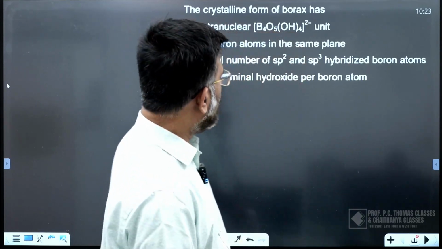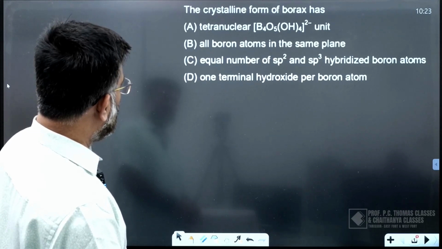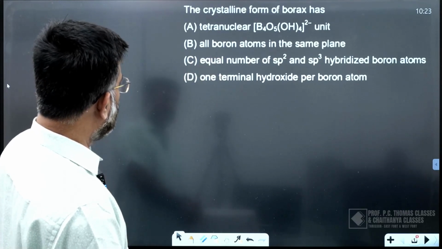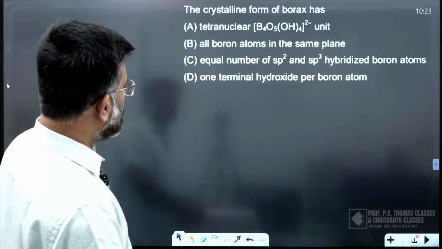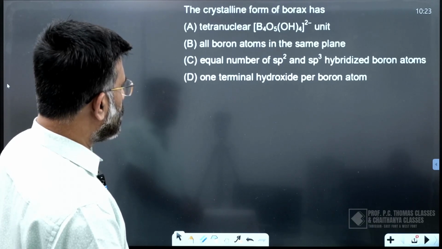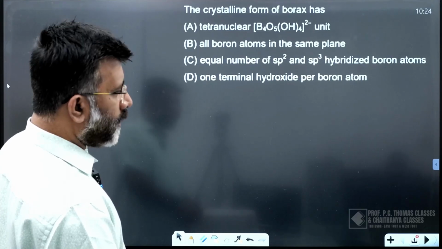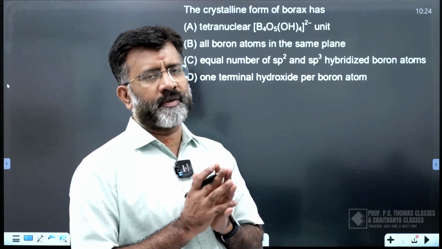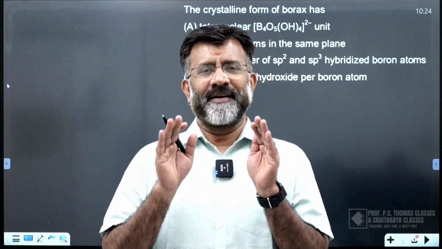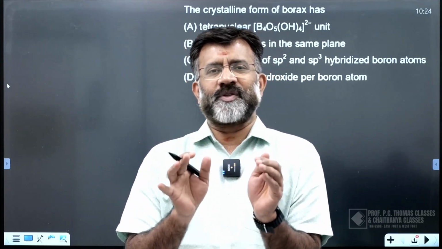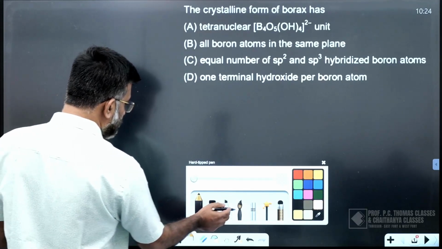Okay, the crystalline form of borax has four options given: tetranuclear unit, all boron atoms in same plane, equal number of sp2 and sp3 hybridized boron atoms, one terminal hydroxide per boron atom. So you must know the details of borax. That is the point. So what are the characteristic features of borax? First of all, what is basically borax?